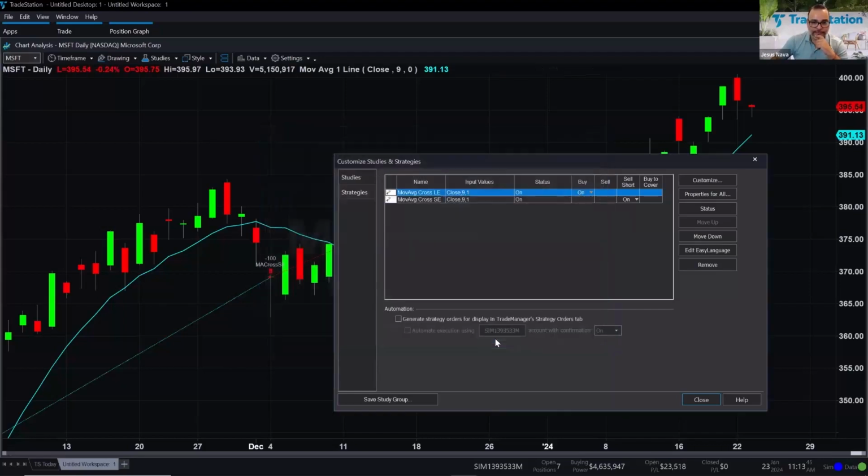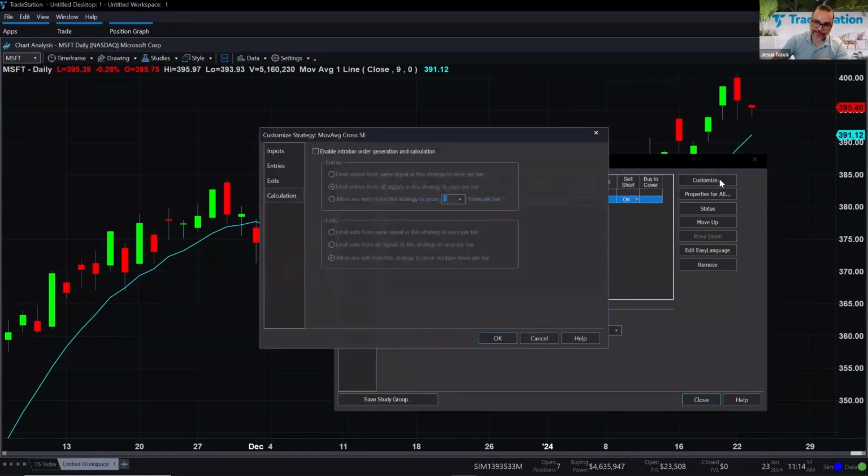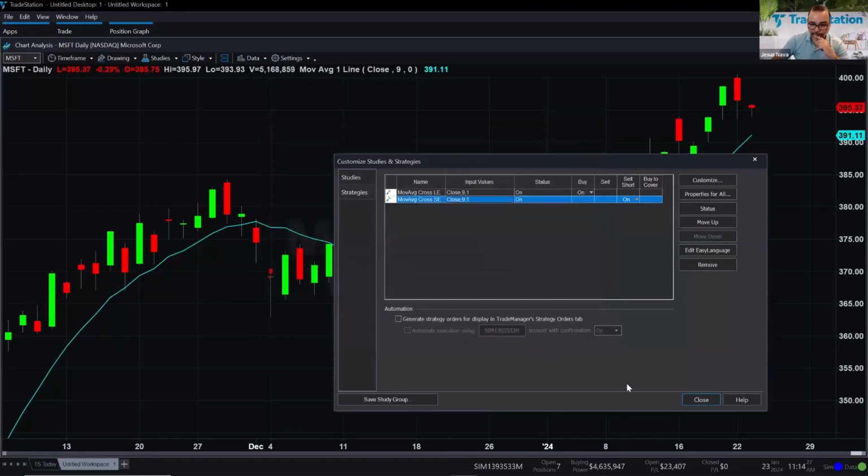I'm just going to click OK. And I'm going to do the same thing here for the short entry, because we were monitoring the trade that was right here on this bar. So I want to make sure that I modify the short entry calculation, because that's what's going to affect that particular entry. So the short entry is highlighted. I'm going to click on customize, then calculation, and put a check right here on enable intra-bar order generation and calculation. I'm going to leave the settings as they are, click OK, and then click on close.